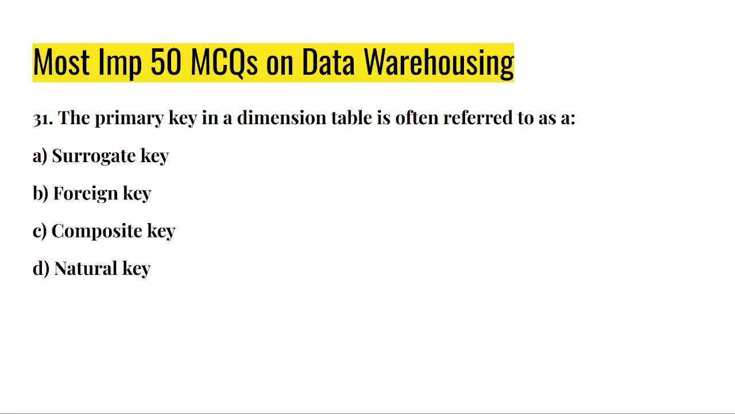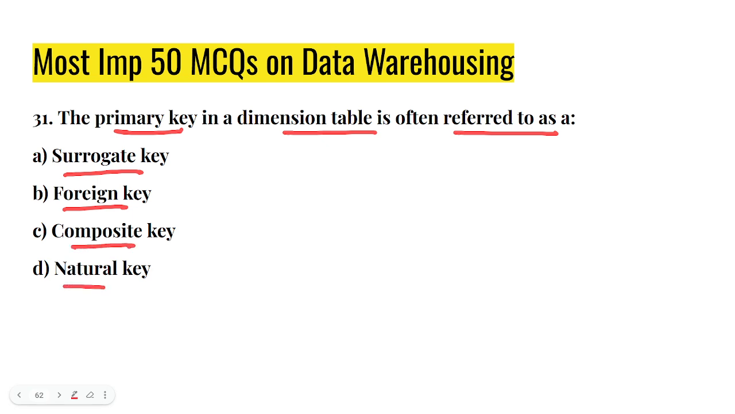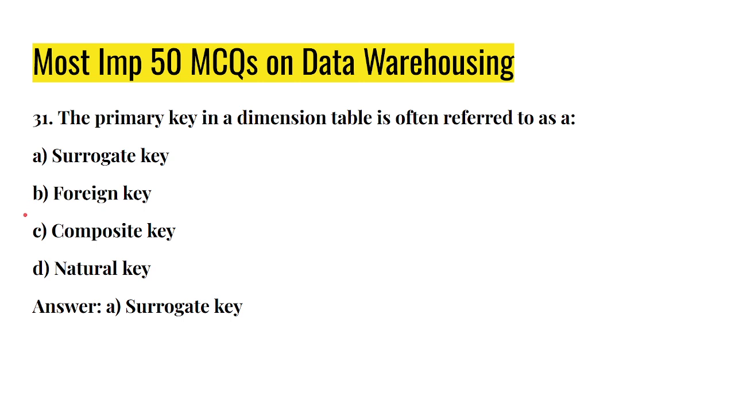Let's begin with part number 4. Here, question number 31: the primary key in a dimension table is often referred to as a surrogate key, foreign key, composite key, or natural key. The correct answer is surrogate key. Primary key in dimension table is called as surrogate key.